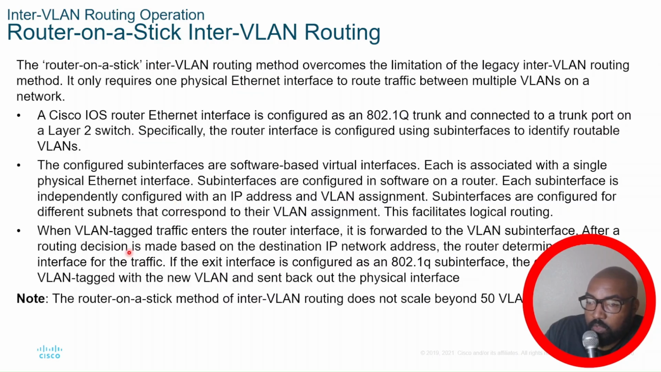So let's talk about protocols. When VLAN tagged traffic enters the router interface, it is forwarded to the VLAN sub-interface after a routing decision is made based on the destination IP address. Remember that mail truck. The mail truck comes in, brings in your mail. That's the source. It's putting that mail inside that little mailbox. That's the destination IP address, okay? So it does come with a protocol, and that protocol is 802.1Q. That's the sub-interface. That's the protocol to enable the encapsulation on a router on a stick.